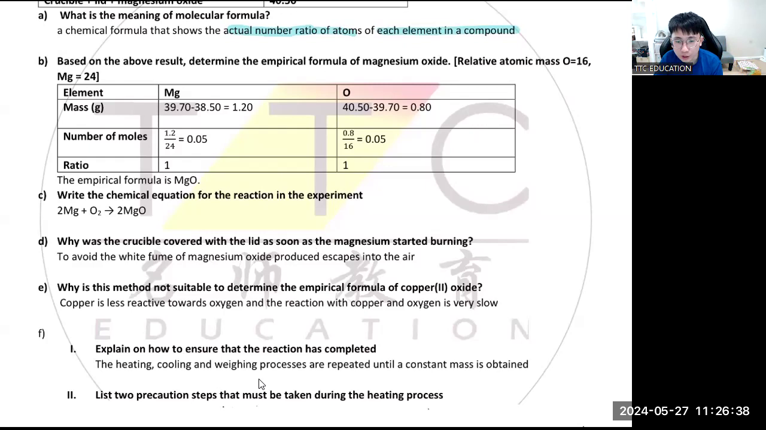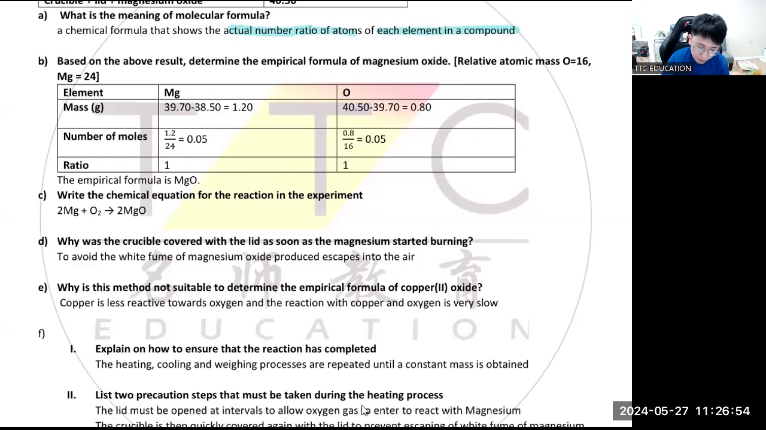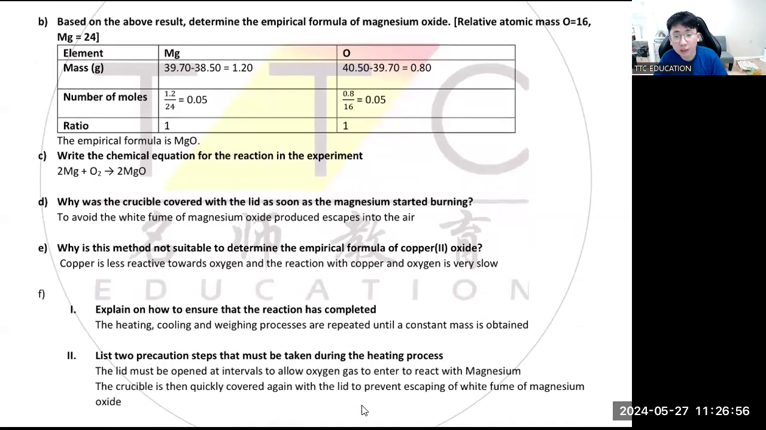At least 2 precaution steps that must be taken during the heating process. For heating magnesium, there's not much precaution, not as much as your copper oxide. So the 2 precautions are you have to open for a certain reason, and you have to close for a certain reason. That's all. So you can say that the lid must be open at intervals to allow oxygen gas to enter and react with the magnesium. Then you have to quickly cover again to prevent your white film from escaping. So these are the common precautions for your magnesium.